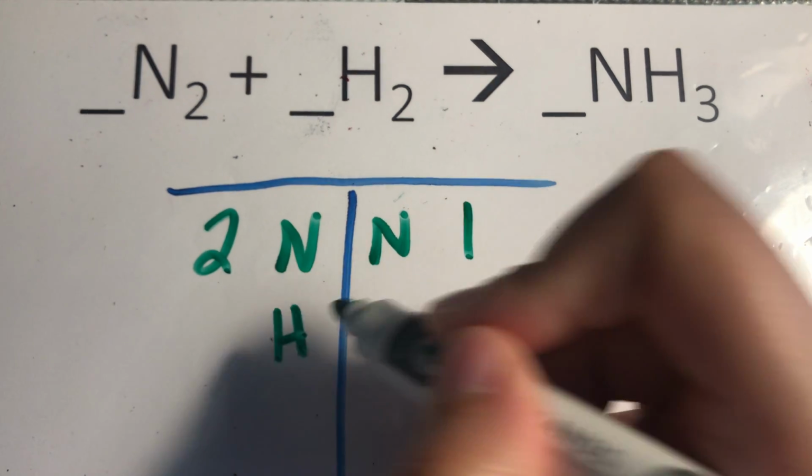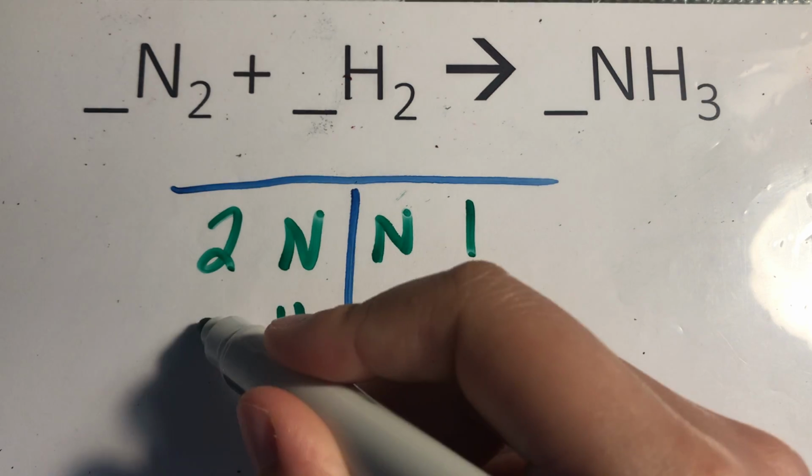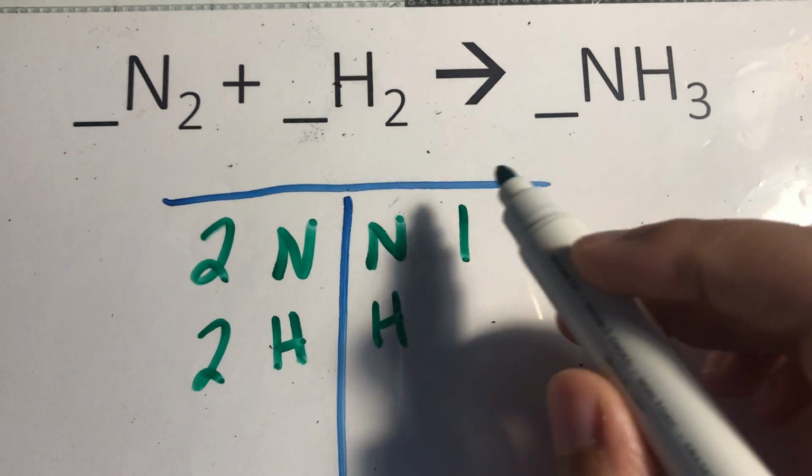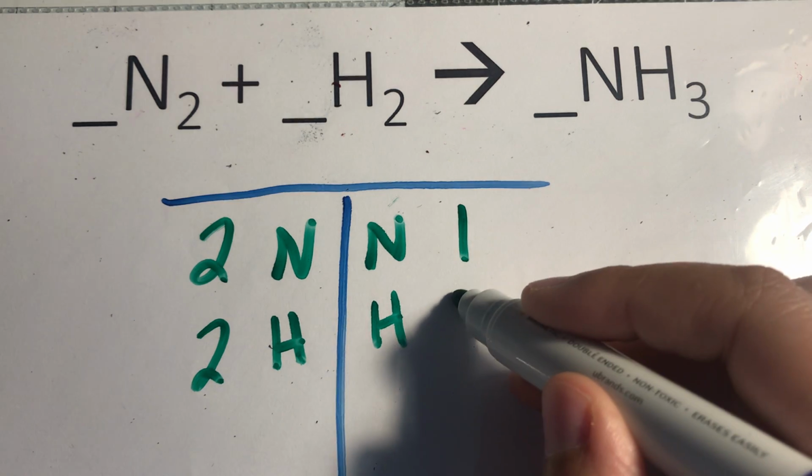Next, we have our hydrogen. We got 2 on this side. We got 3 on this side. Another indication things are a little off.